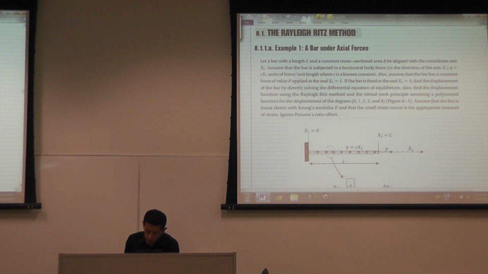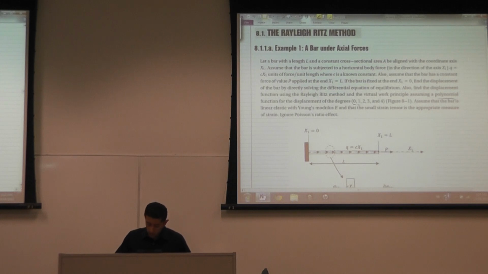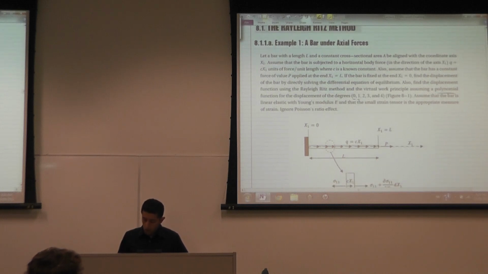So we need to find the displacement of the bar by directly solving the differential equation of equilibrium, and we need to find the displacement using the Rayleigh-Ritz method and the virtual work principle, assuming polynomials of the degree 0, 1, 2, 3, and 4. So what will happen if I assume 0, 1, 2, 3, and 4? And we're assuming that it's linear elastic, Young's modulus is E, and we can use the small strain tensor to describe the strain.